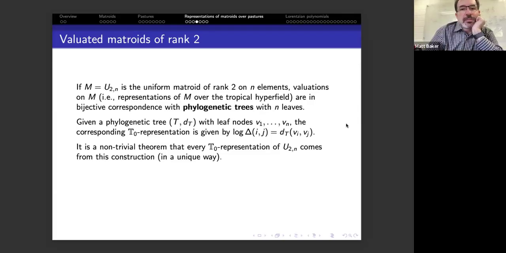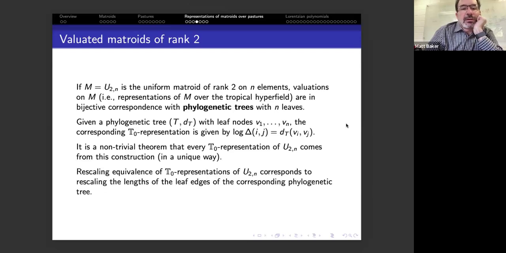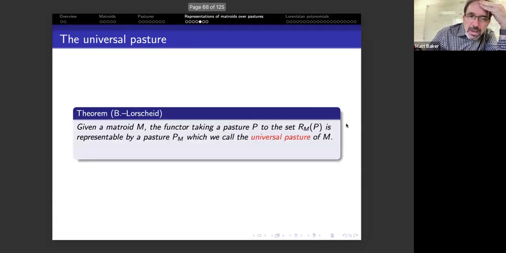Okay, so every tropical representation of U_{2,n} comes from some tree. And rescaling equivalence in this context is like rescaling the lengths of the leaf edges. And so if I just make one leaf longer, that's like rescaling a column of the distance matrix.